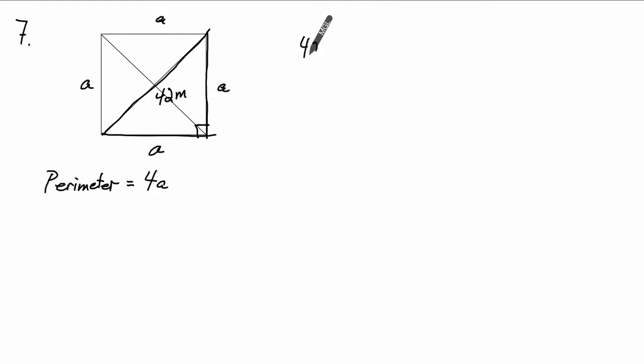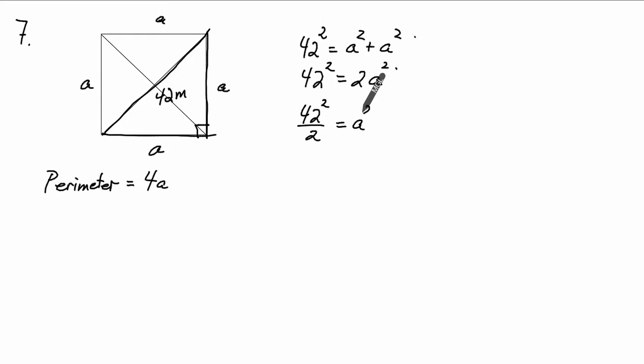So 42 squared, which is the hypotenuse within that triangle, will be equal to A squared plus A squared. 42 squared will be equal to 2 times A squared. I'm going to divide both sides by 2 to isolate A. So we're going to have 42 squared divided by 2 equal to A squared, and A will be equal to the square root of 42 squared divided by 2.